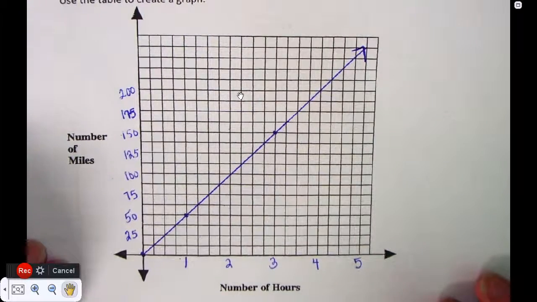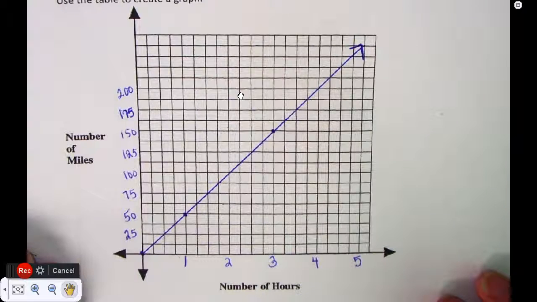Okay? Now, we already knew it was proportional, but now we have confirmation, don't we? That it's proportional.